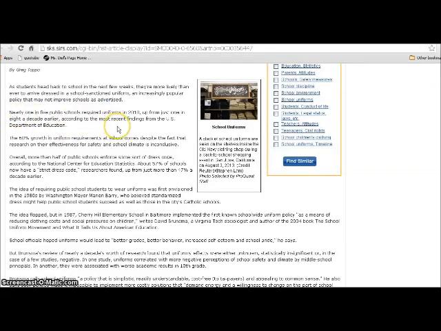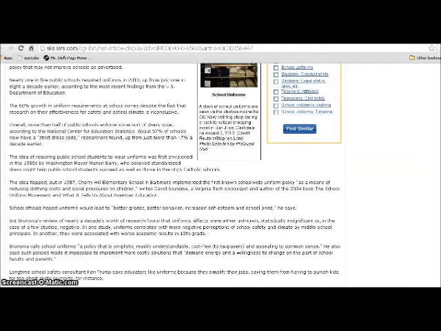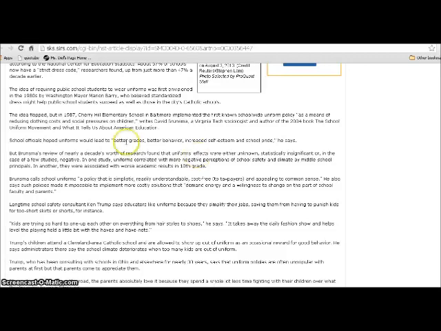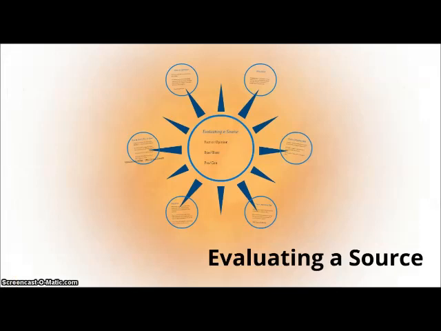So it's giving you some statistics, talking about some history of school uniforms, and again, finding that research is pretty much unknown or in some cases negative. So really they're presenting both pros and cons of the issue.